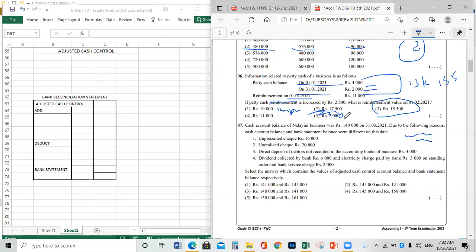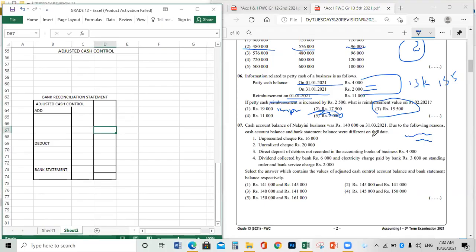Okay. Now let's see. Cash control account of N business was 140,000. So they are telling cash control is 140,000 on 13th March 2021. So that means, guys, the cash control balance becomes the adjusted cash control opening balance. How much is that? 140,000. Okay, so then let's continue.